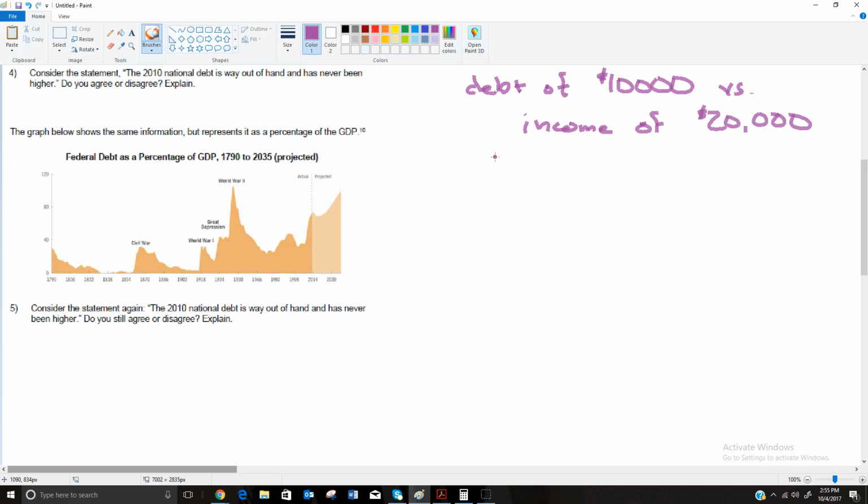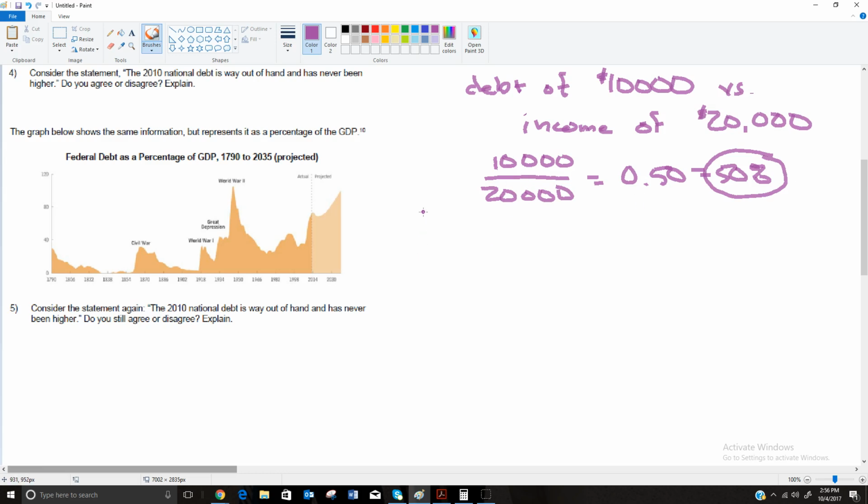That means that $10,000 compared to that $20,000 you make means that you have 0.50 or 50% of your income currently as debt. So you would have to work 6 months without paying any other bills and without having any other money. You'd have to work 6 months to pay that money back compared to your income.